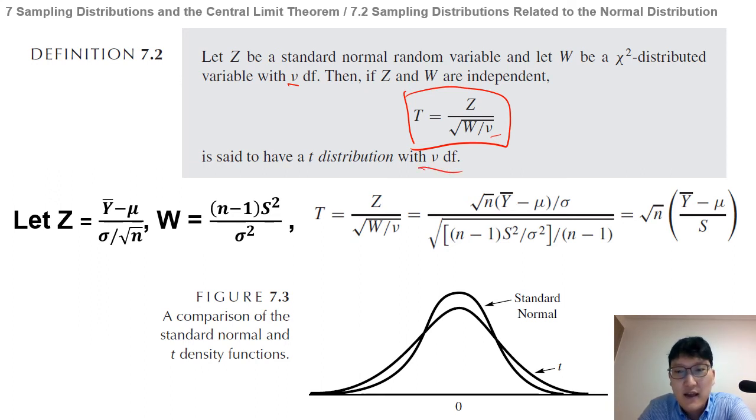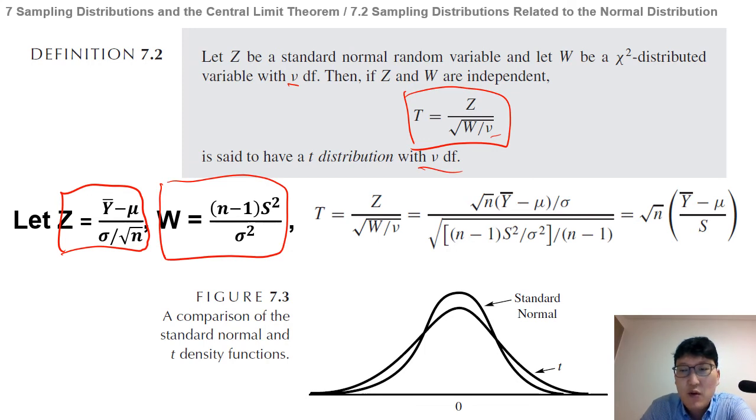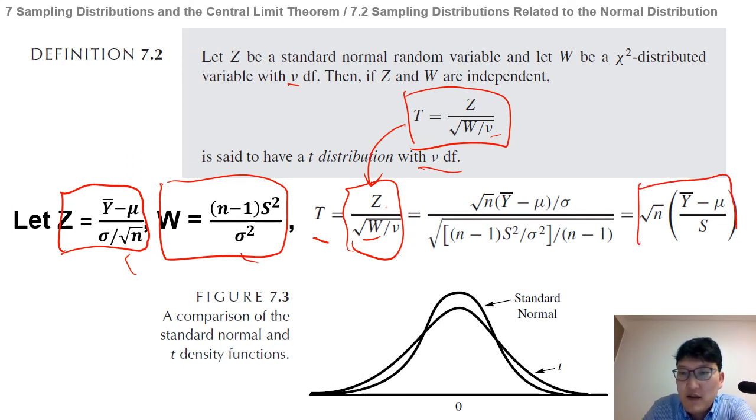Okay, and here, if you let Z as this term, and if you let W as this term, then what you can derive is T is this. If you put Z as here and W as here, then you can derive that our T is this term. This is the previous term that I questioned. What would be the distribution of Y bar minus mu divided by S over square root of n?